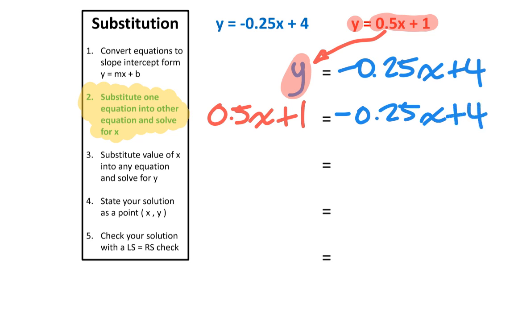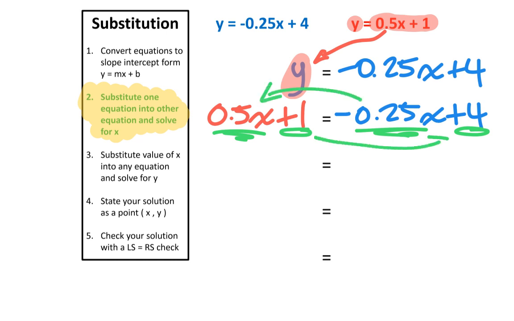At this point, you want to look for like terms. You'll notice that positive 1 and positive 4 are like terms, while 0.5x and negative 0.25x are like terms as well. Like terms like to be together, but also, generally speaking, you want to keep numbers and variables on separate sides of the equation. So I'm going to move these two terms together, and I'm going to move these two terms together, which makes variables and numbers on separate sides of the equation. Remember, when you move terms across an equation, they no longer stay the same. They become the opposite.